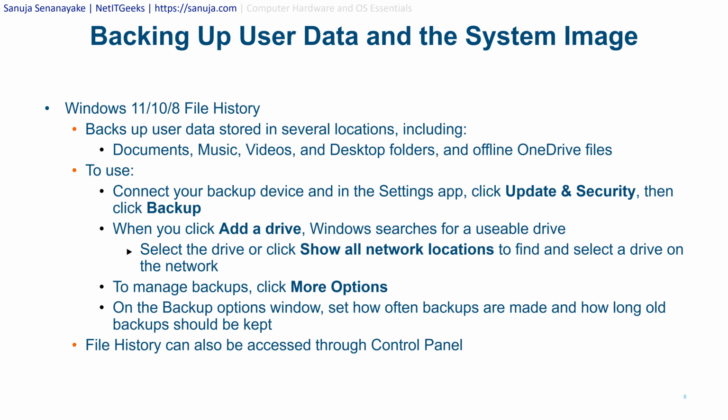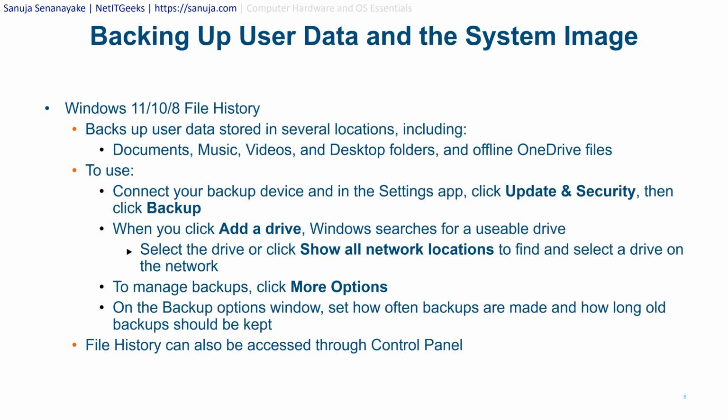The Windows 10, 11, 8 File History options include backing up the user data stored in several locations, including documents, music, videos, and desktop folders and offline OneDrive files. To use it, basically you connect your backup device and go to the Settings app, click Update and Security, then click Backup. Then you use Add a Device and Windows searches for a usable device. Once Windows finds a usable device, you can select the drive or click Show All Network Locations to select a drive on the network. So you can actually back up to a network drive.